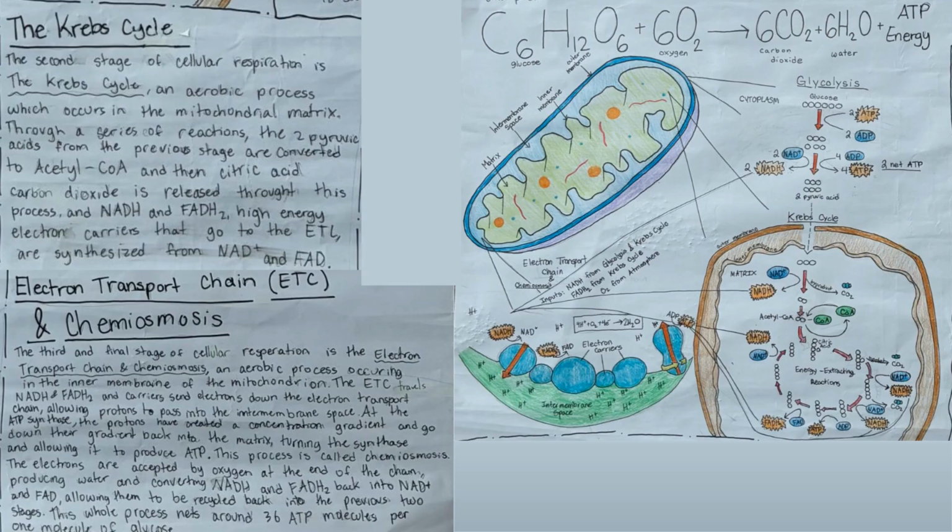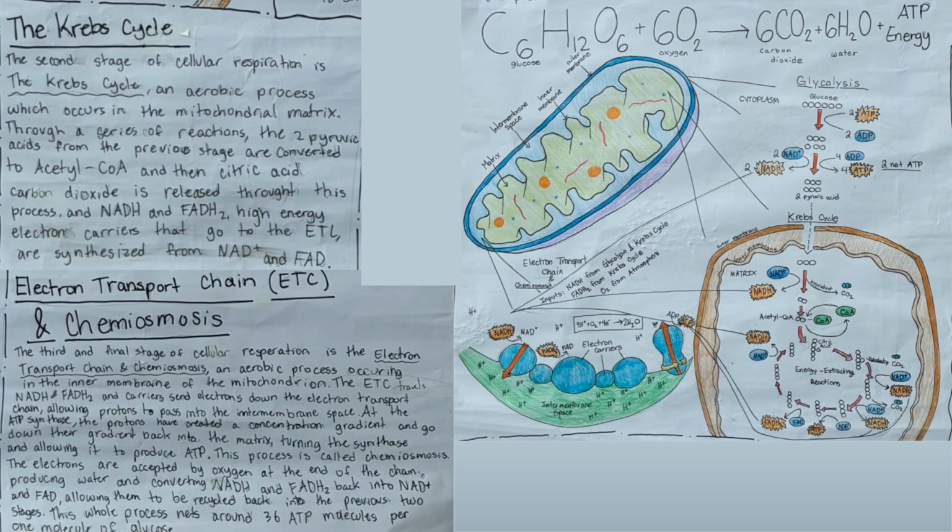The second stage of cellular respiration is the Krebs cycle, an aerobic process which occurs in the mitochondrial matrix. Through a series of reactions, the 2 pyruvic acids from the previous stage are converted into acetyl-CoA, and then citric acid. Carbon dioxide is released through this process. And NADH and FADH2, high-energy electron carriers that go to the electron transport chain, are synthesized from NAD+ and FAD.